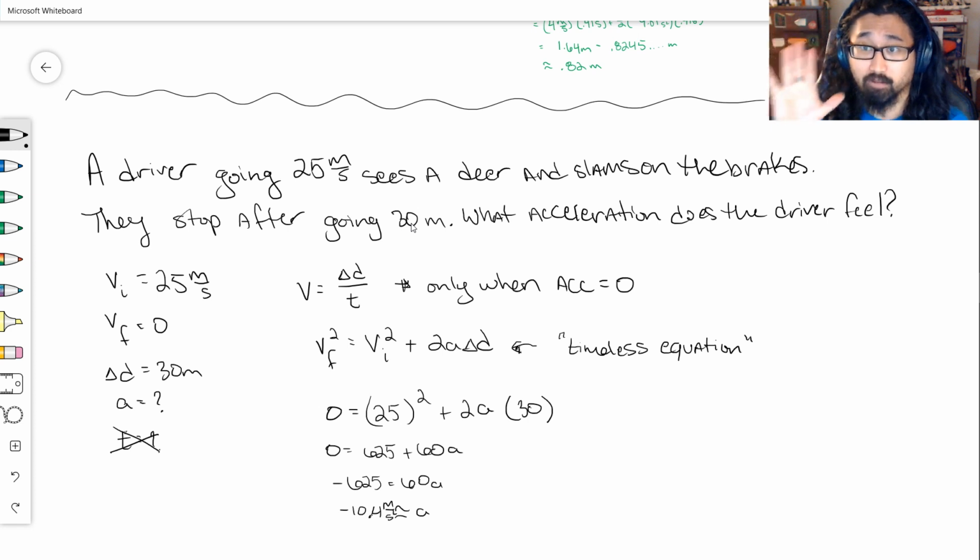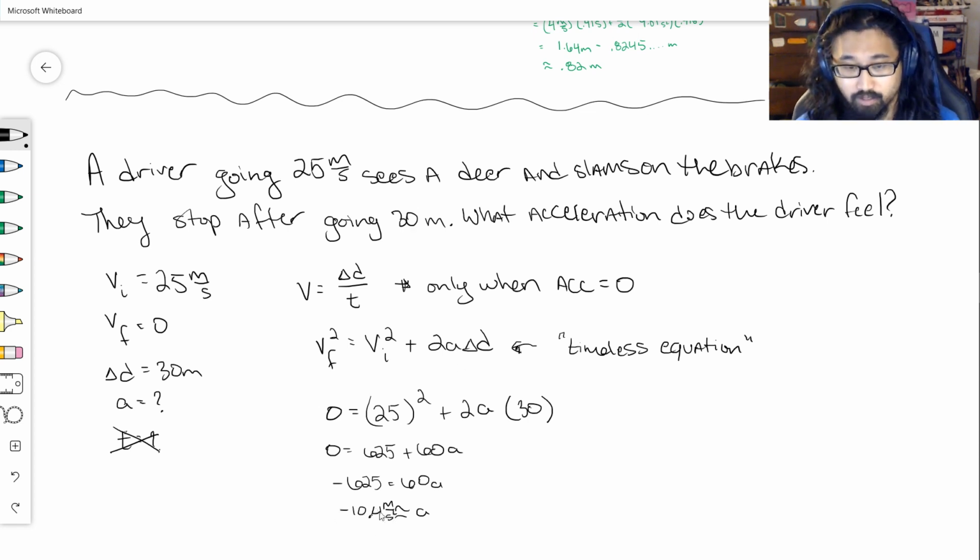If you remember how big my room in school is, right, from the very front of the room where the whiteboard is all the way to the back, to the storage closet, that's 15 meters. So you're stopping over the course of 2 of my rooms. That's actually a really long distance to be stopping and braking. And this is a very uncomfortable acceleration to be feeling.